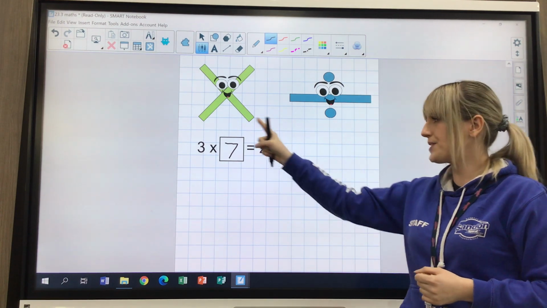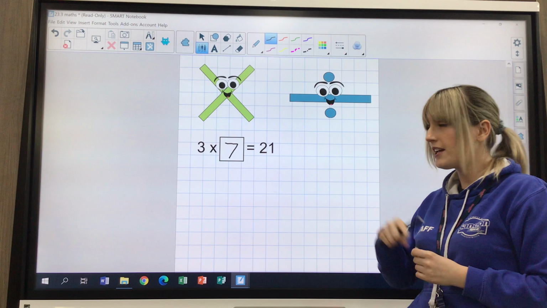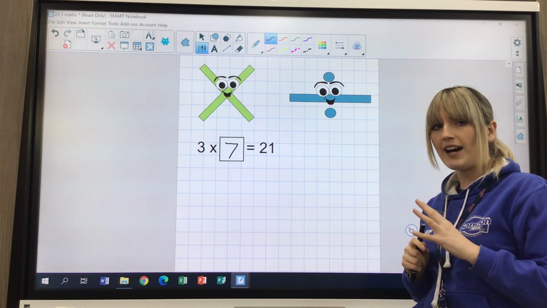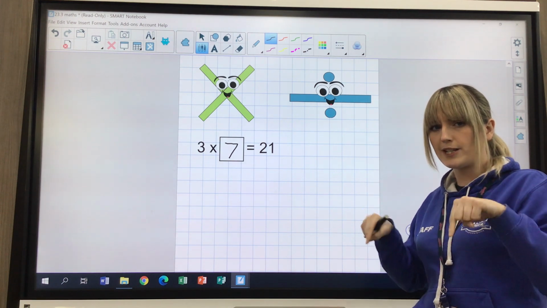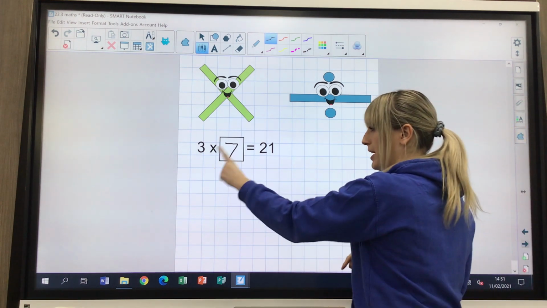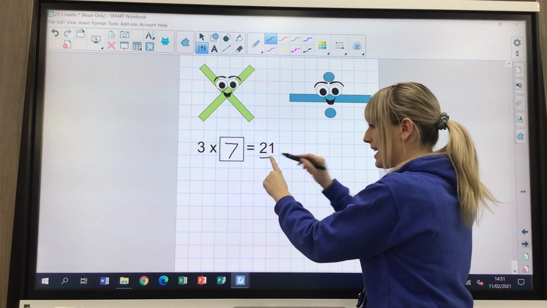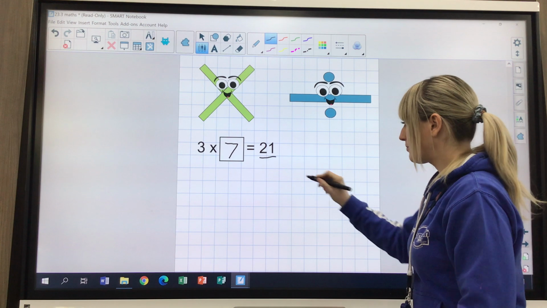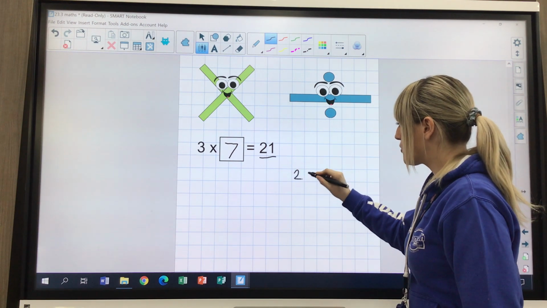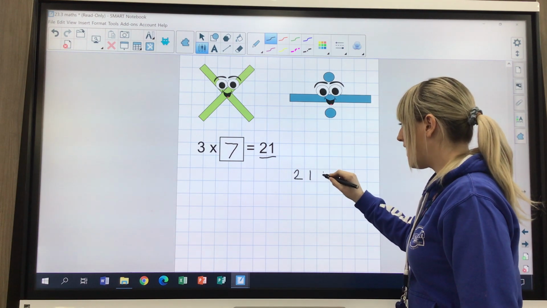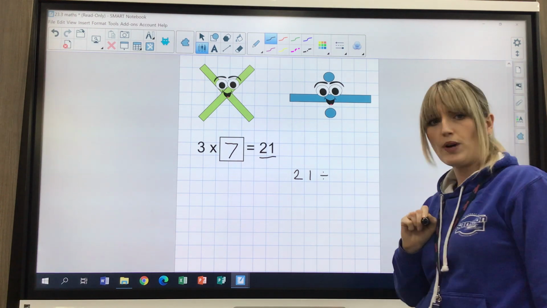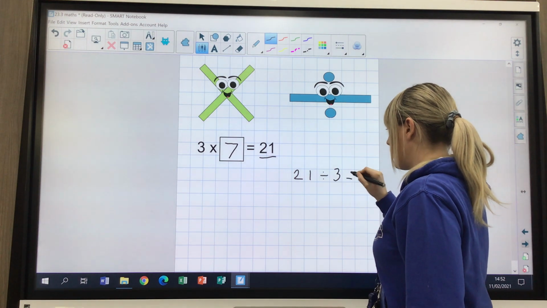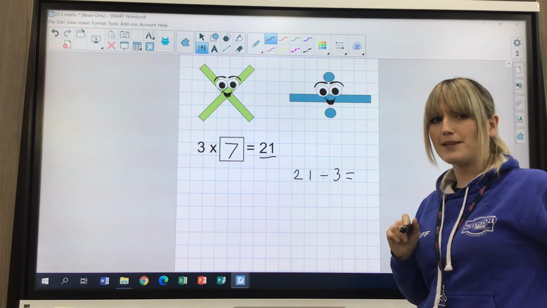Now let's use that number sentence to create a division number sentence. So I know when I'm dividing, the number gets smaller. So my biggest number, 21, my answer, how many I've got all together, has got to go at the beginning. Okay, so 21 divided by, I'm going to choose 3. Divided by 3, what would my answer be?